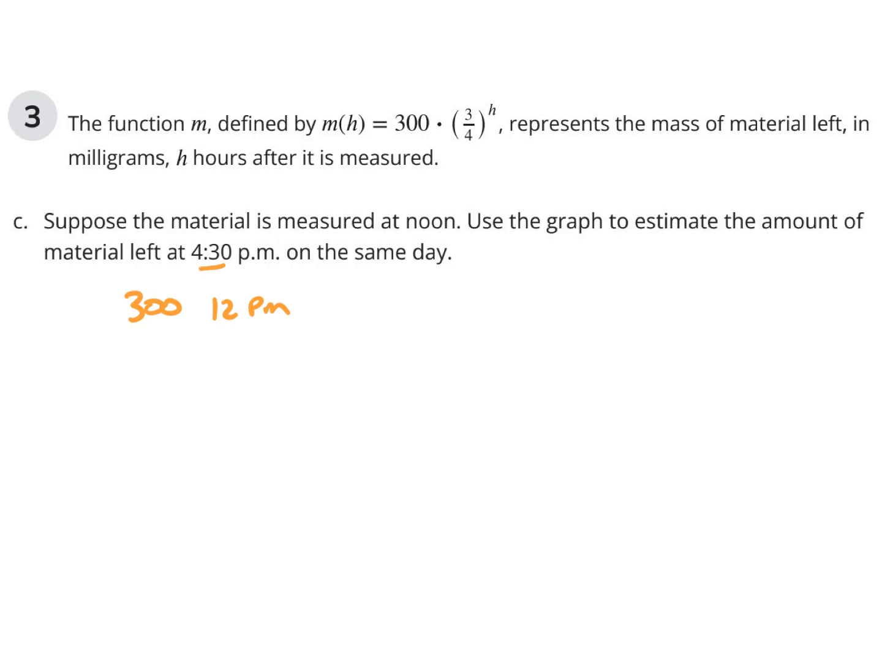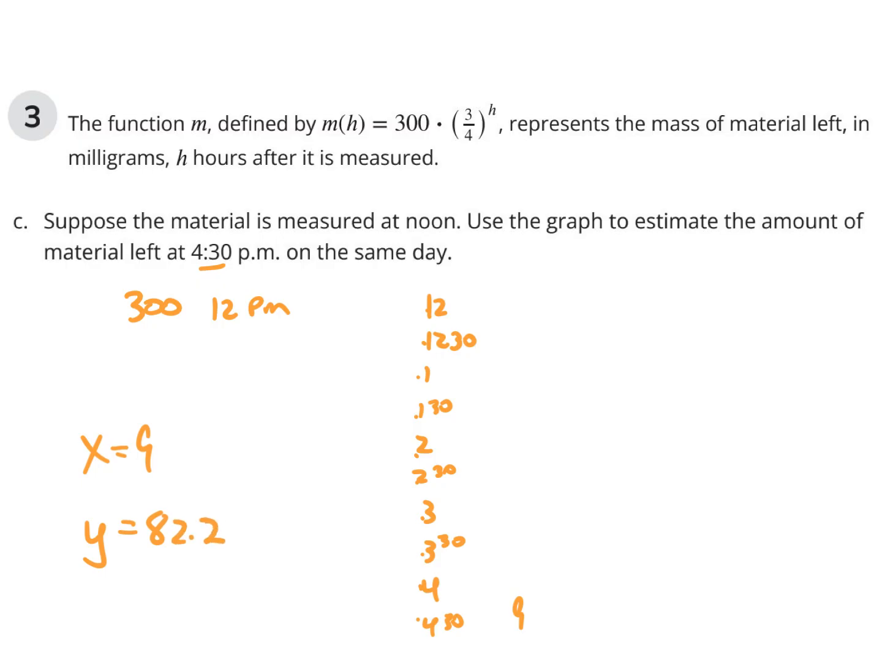And 4:30. Since I'm already in half-hour jumps, how many jumps to get to 4:30? So at 12, 12:30, 1, 1:30, 2, 2:30, 3, 3:30, 4, 4:30. So 12 is 0. 1, 2, 3, 4, 5, 6, 7, 8, 9 jumps. So when x equals 9, what is y? Y equals what? So all I got to do is scroll down to 9, and I see I got 82.2 left.